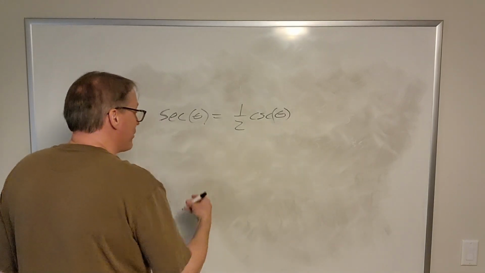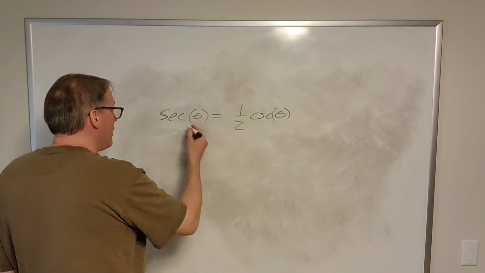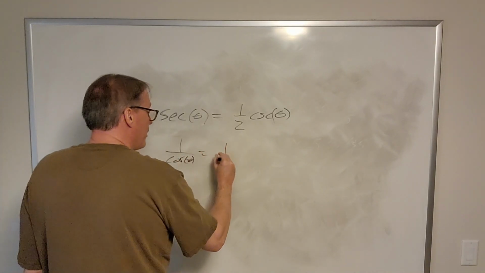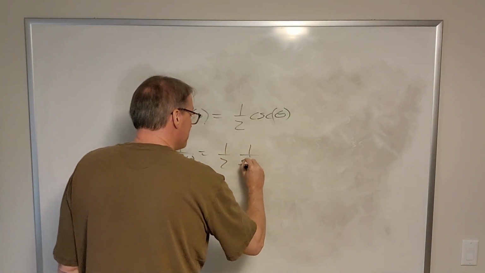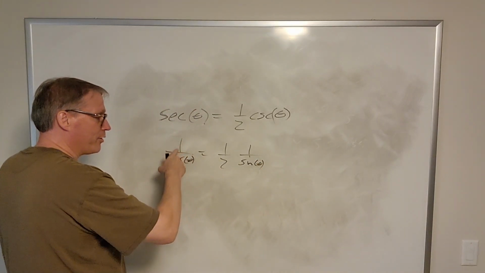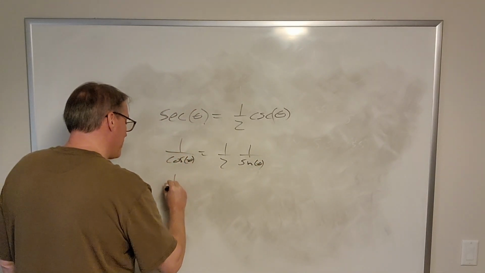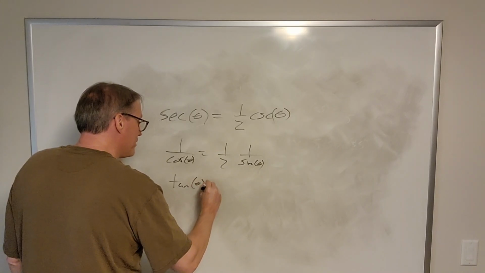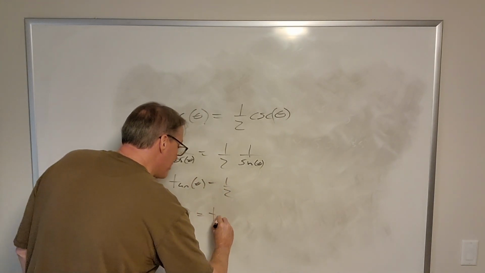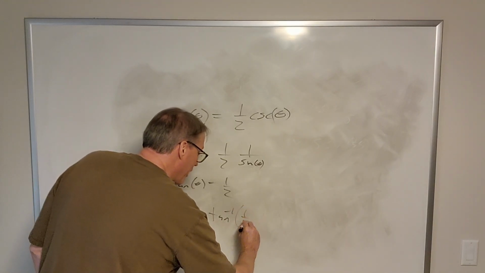Well, I'm going to rewrite this in terms of sines and cosines. Secant is 1 over cosine. And half, this is 1 over sine. And if I can put the sine up here, then I have sine over cosine. That's tangent. So tangent of theta is equal to 1/2. So that means theta is equal to tangent inverse of 1/2.